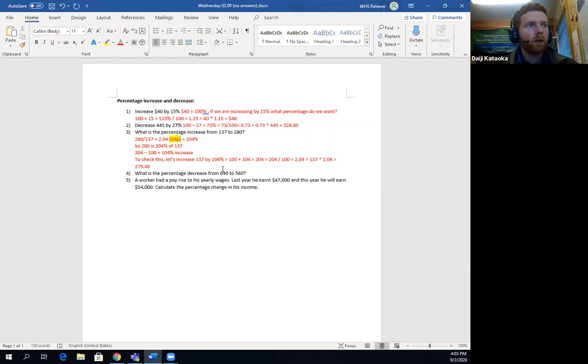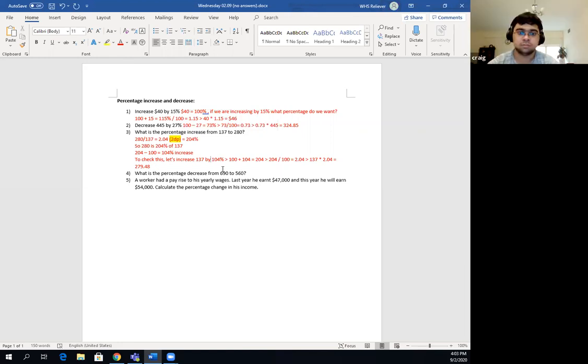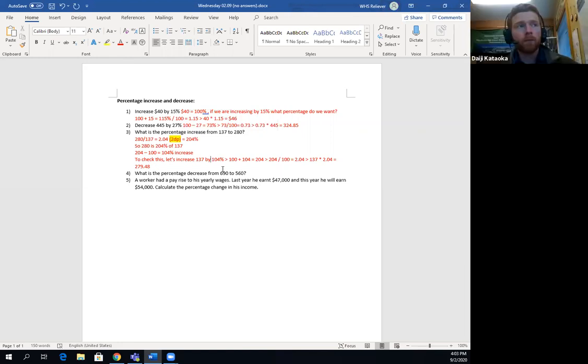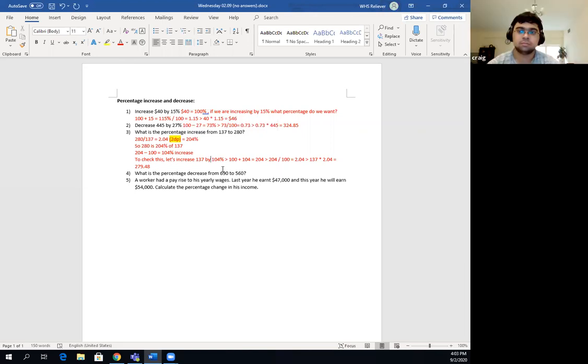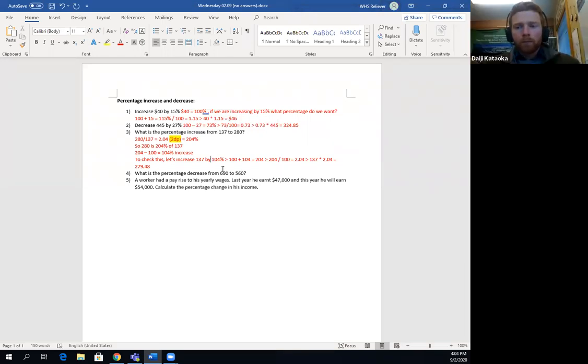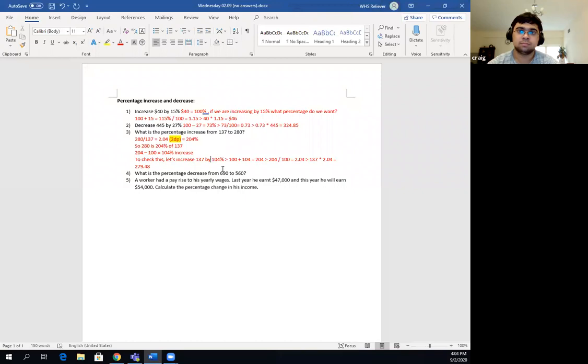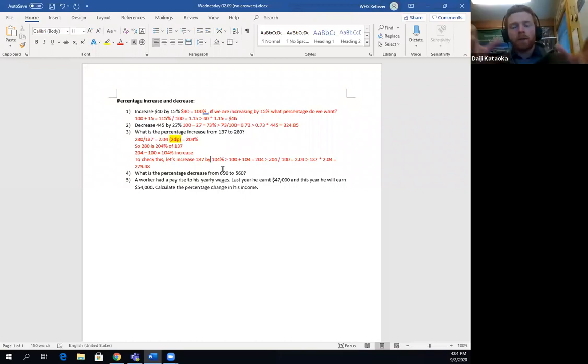So the percentage increase from 137 to 280 is a 104% increase. A 100% increase would double the number, wouldn't it? Yes, it would. Because the original number is 100, you're getting another 100. That's another of the same amount. Okay, very good. I think our understanding should be getting there.